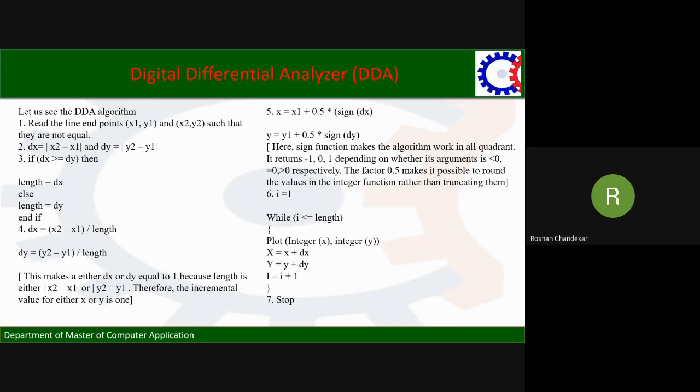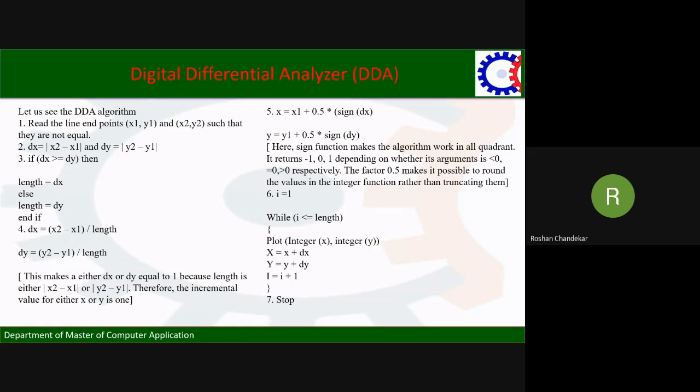The algorithm says: read the line endpoints x1 y1 and x2 y2 such that they are not equal. We have to take the input values x1 y1 and x2 y2 from the keyboard, such that they are not equal. If they are equal, then we can generate only one point, not a line. So take an input such that they are not equal.